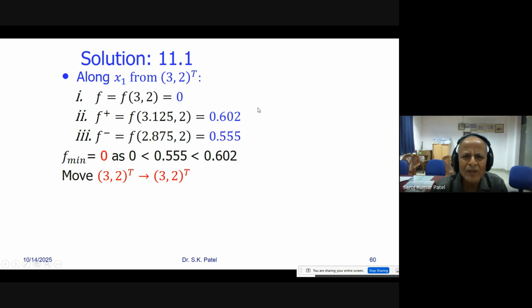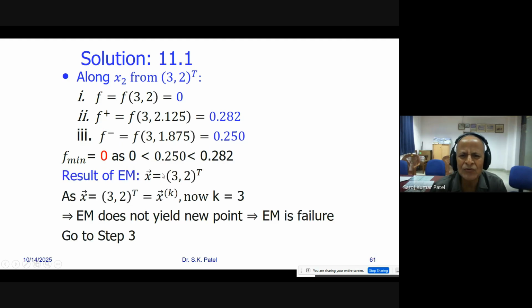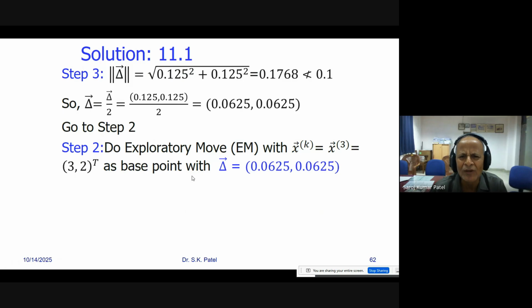Again do the exploratory move with step size 0.125. Again you will see it will not go below 0, so you remain at 3, 2. Again in the x2 direction, the minimum value is 0, at 3, 2. So remain at 3, 2. Again the exploratory move is a failure. Again find the norm, you will find 0.1768, still not less than 0.1. Again reduce it by half.